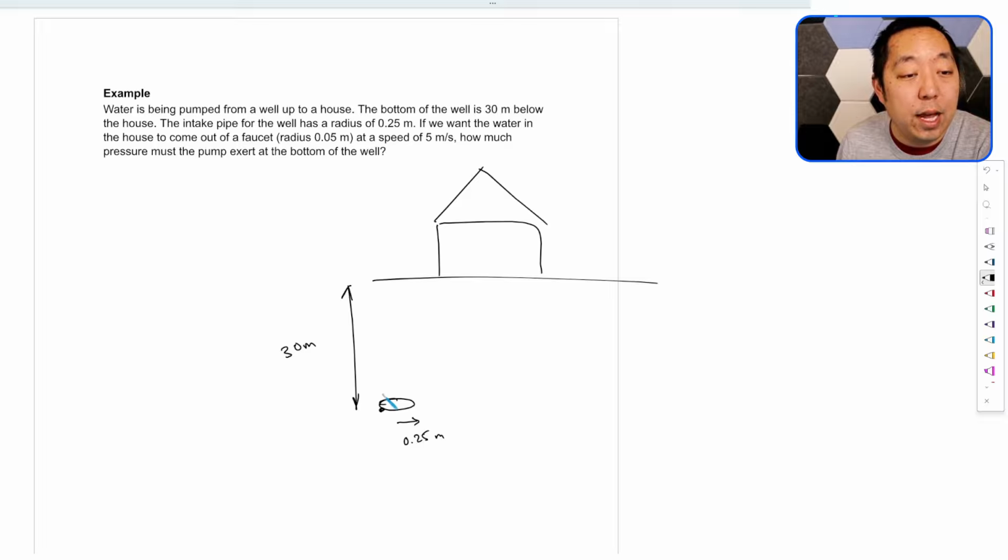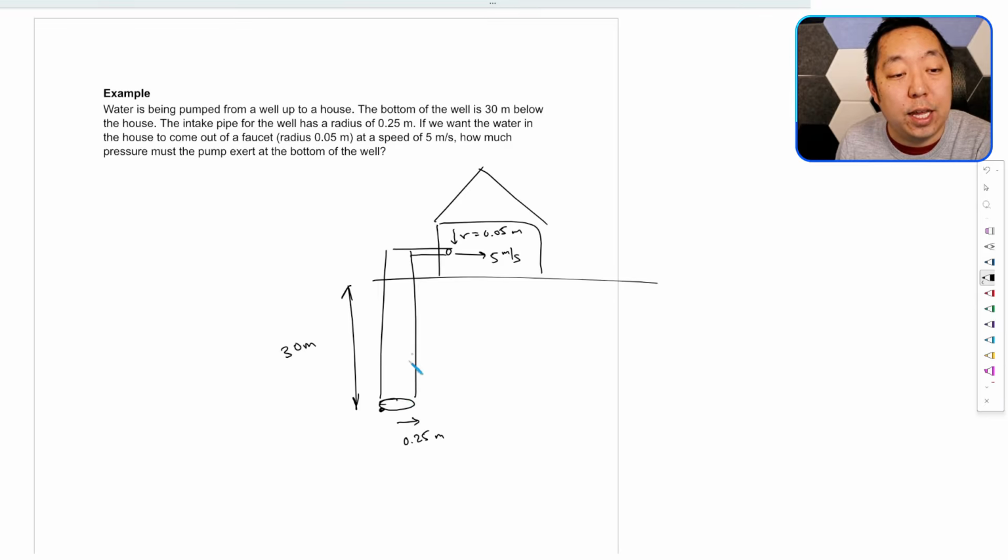If we want the water in the house to come out of a faucet, it's going to come into here and come out of a little pipe of the faucet, which has a radius of 0.05 meters. And we want the water to come out at 5 meters per second here. So then we want to know how much pressure must be exerted at the bottom of the well. Okay, so this is our bottom point. We'll call this point 1 down here. And here is point 2.